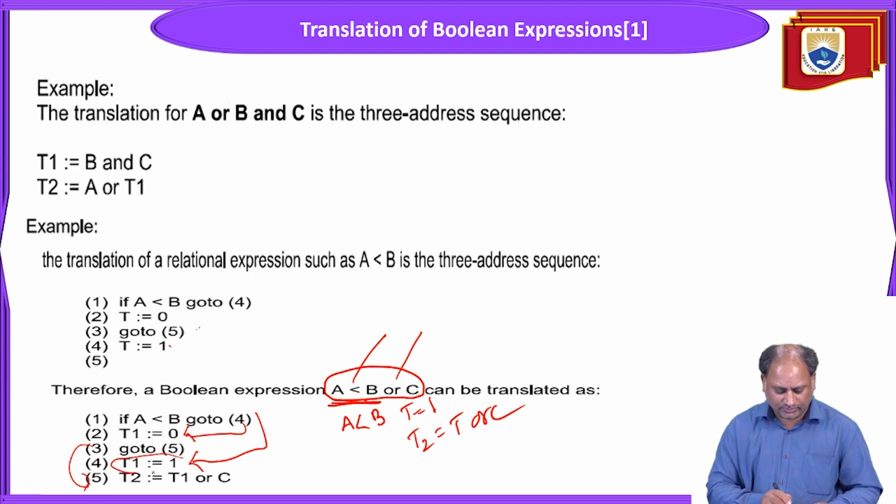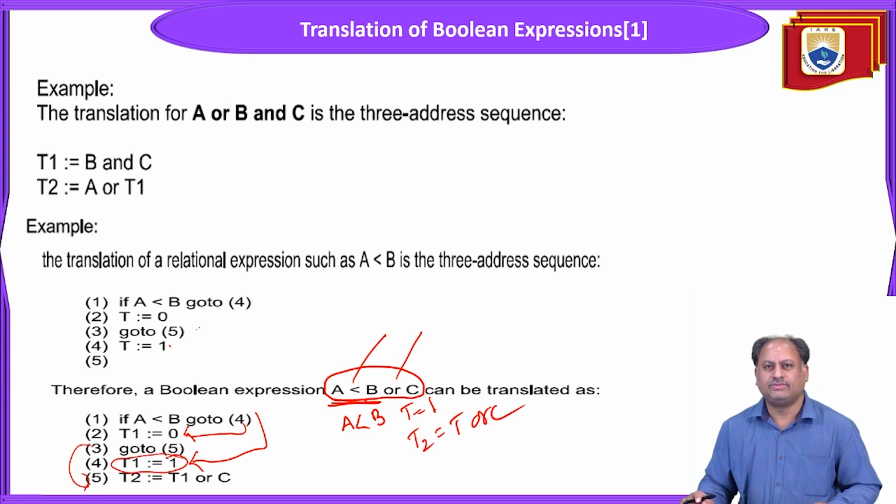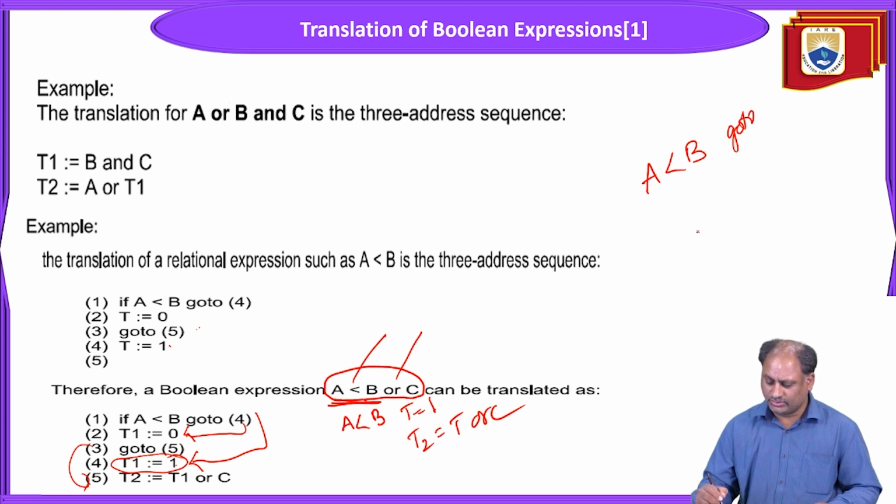Then it will skip t1, t equal to 1. Skip the condition t equal to, this statement won't be executed. So directly it will go to 5. That means t1 equal to 0. So A less than B, condition is true, then go to the 4th step. Say, for example, here the 4th step I am writing, that is t equal to 1.